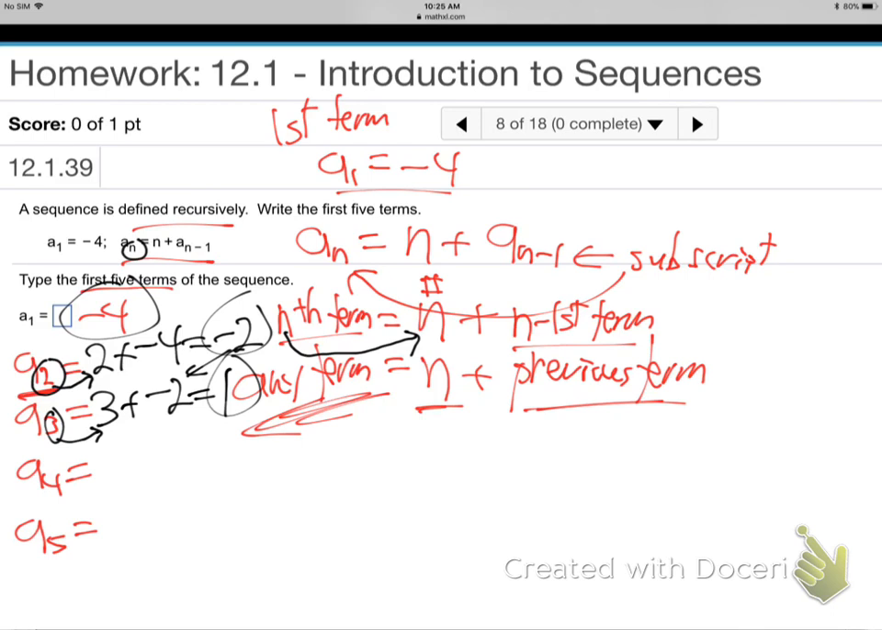Fourth term and the fifth term. That got easy. It forms a pattern. Yeah, so the fourth term is 4 plus the previous term. 5, did you get 5? And then get the last one.